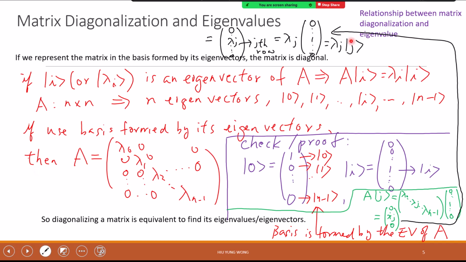For some of you this might be trivial, but I hope to review this with you so you have a better appreciation of the matrix and ket. Quantum computing, or quantum mechanics, the most confusing part is the choice of basis. So again, the final word is, if you use the eigenvectors of A as the basis vectors, then when you represent A in that basis, you will have a diagonalized matrix, and each diagonal entry is an eigenvalue. And here is just a checking and proof that what I'm saying is correct. But the main point is here.